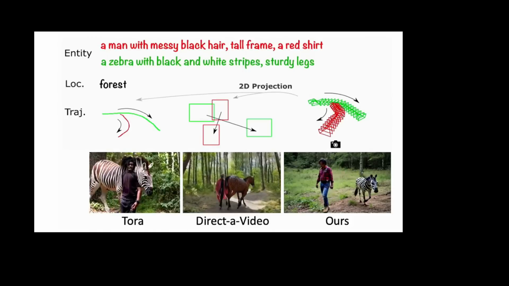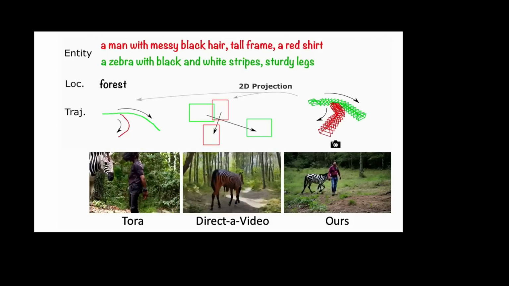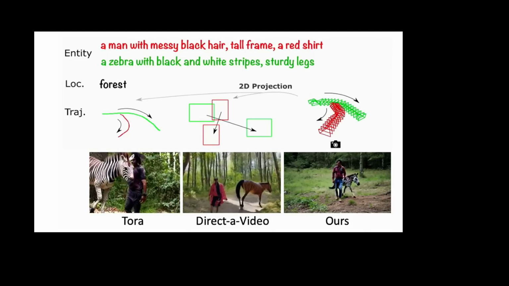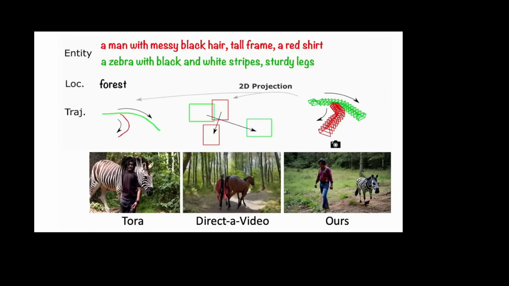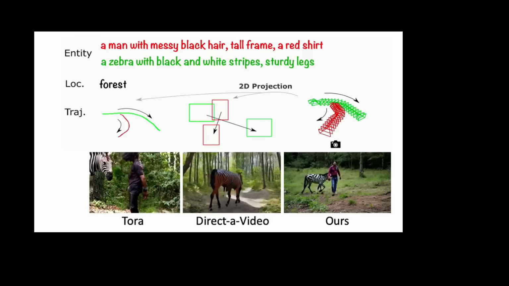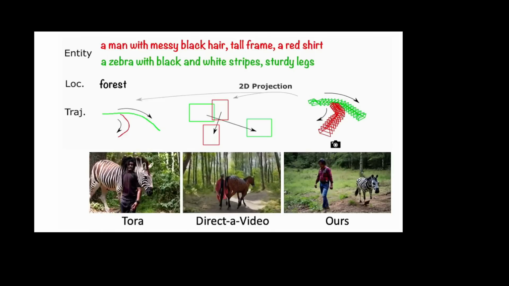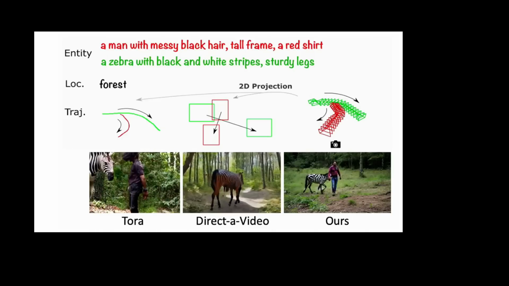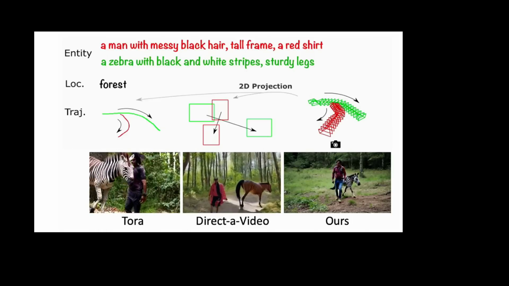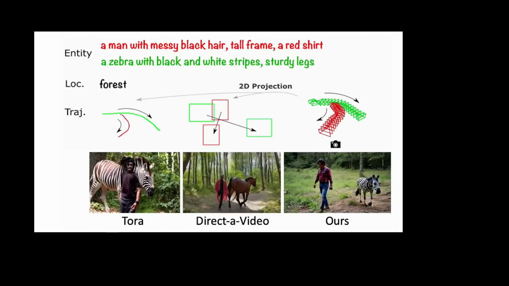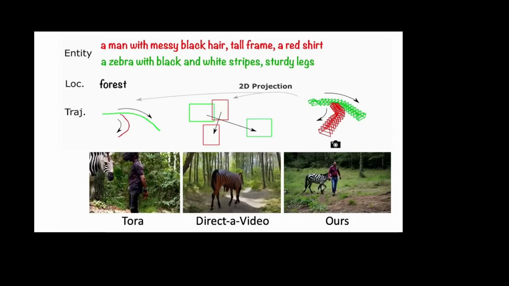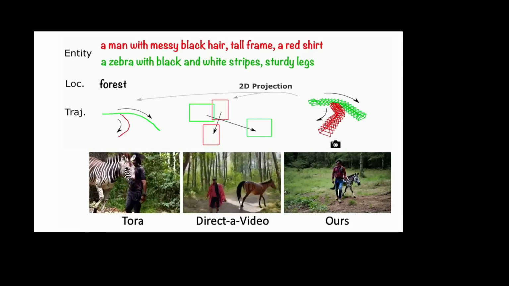And if you add multiple trajectories, here's where this new AI really starts to shine. So if we have a man with messy black hair and a zebra in a forest, and you specify 2 trajectories like this, note that again the competitors, Dora and direct-to-video, couldn't really get the man and the zebra to follow the specified path. But the new one was able to get this correct.